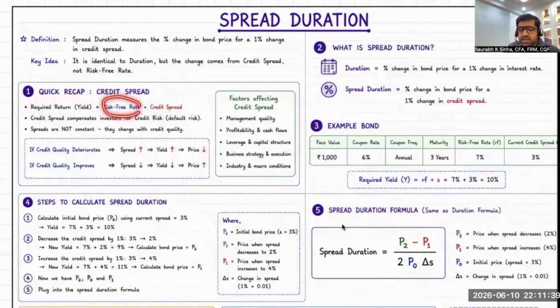We know that the risk-free rate will change in the market. And if the risk-free rate changes in the market, the bond price will change, because price and the interest rate in the market have an inverse relationship. But in this required rate of return, there is another component, that is credit spread. The credit spread can also change. And if the credit spread changes, will it affect the bond price? Yes, it will affect the bond price.